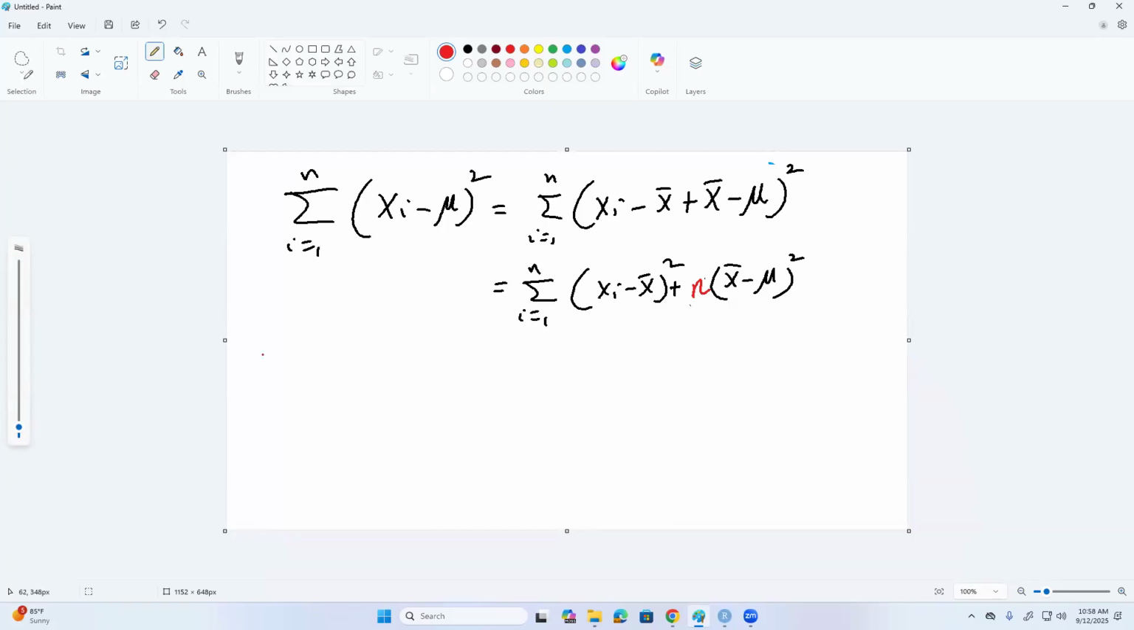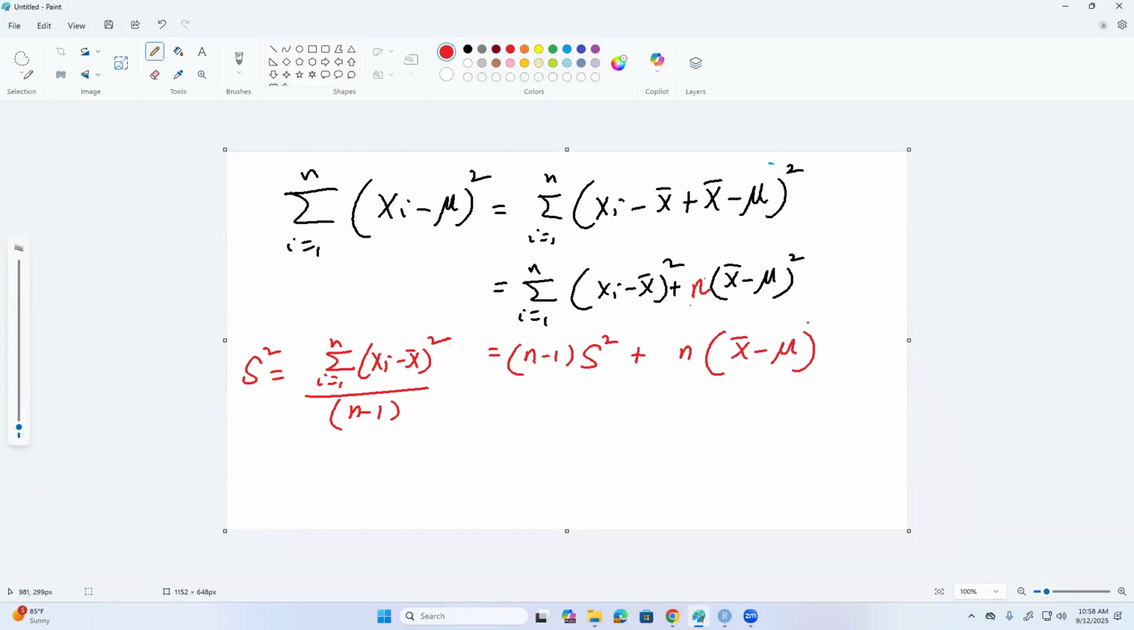And remember, what is the sample variance formula? Sample variance s squared is the sum of xi minus x bar squared divided by n minus 1, right? We always calculate sample variance. I give you a bunch of observations. I can ask you to calculate the average x bar. Sample variance is this guy, xi minus x bar squared summed, divided by n minus 1. So the first term is n minus 1 times s squared, and the second term is n times x bar minus mu squared.